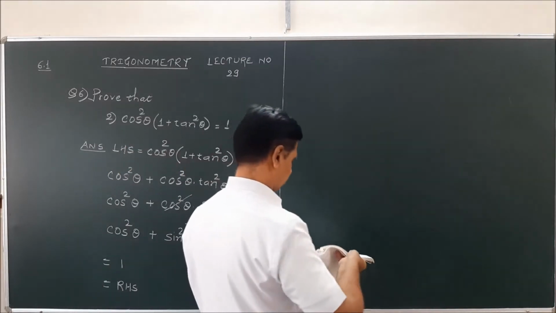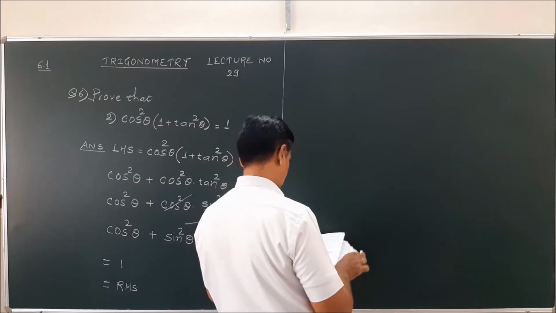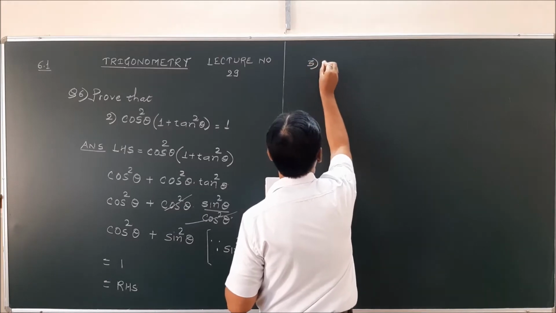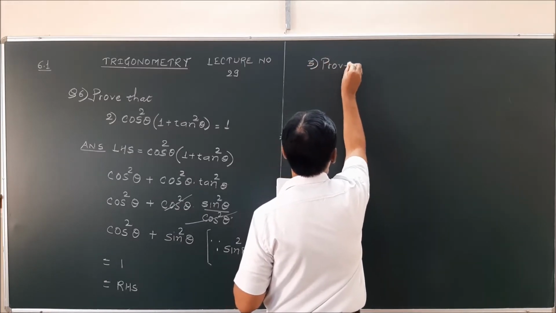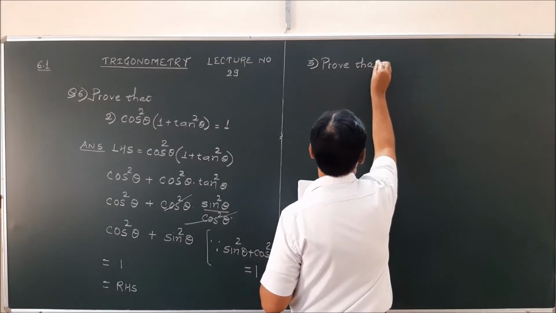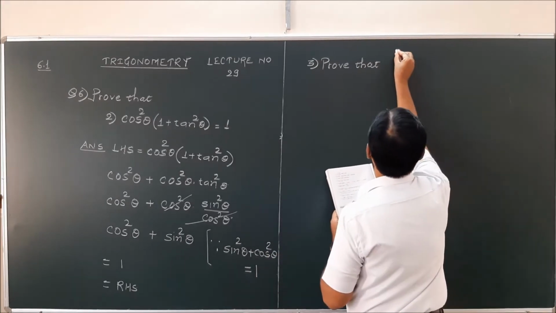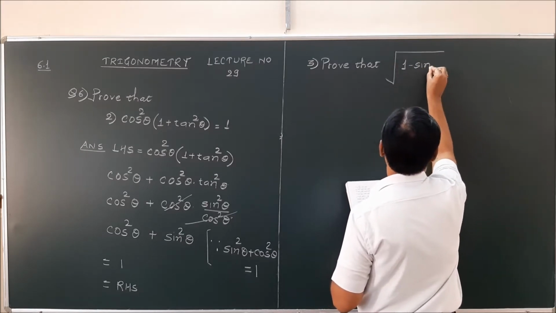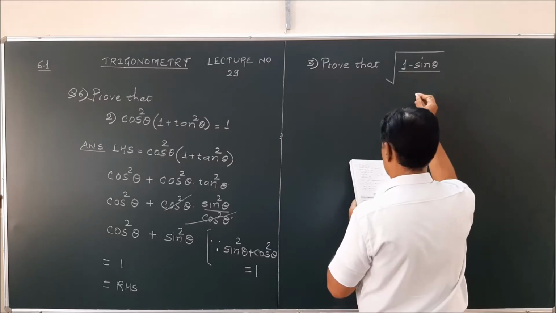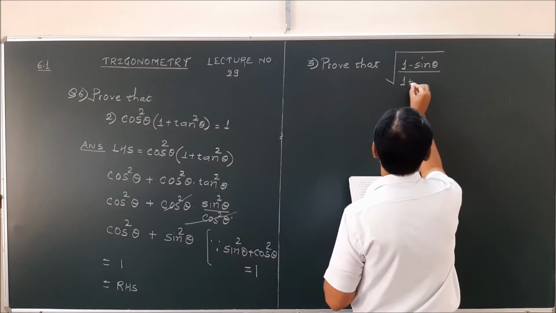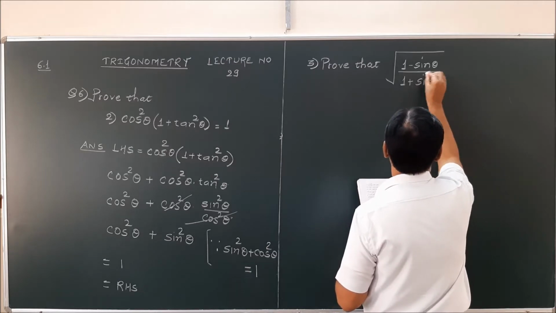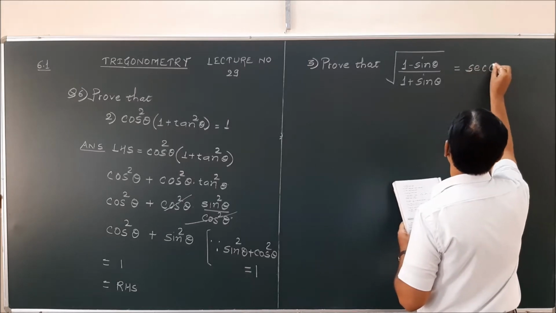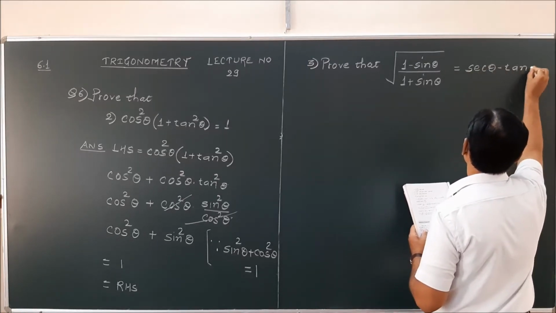Now the third question, page number 132. Third one, prove that square root of 1 minus sin theta upon 1 plus sin theta is equal to sec theta minus tan theta.